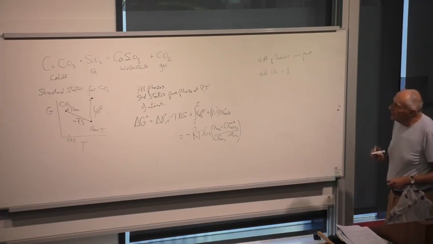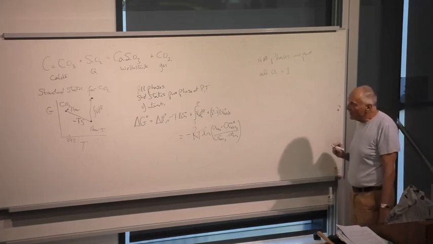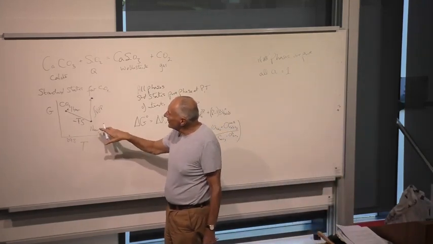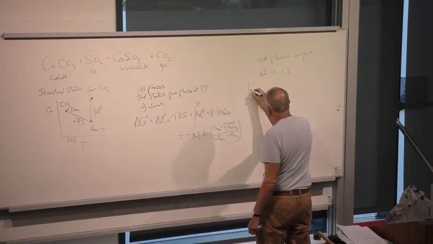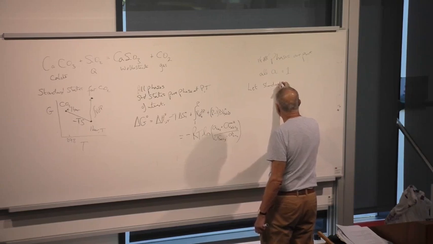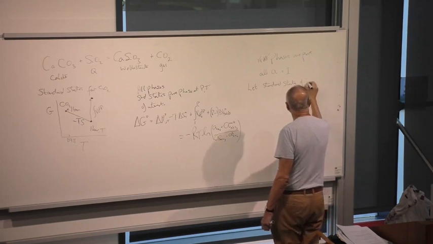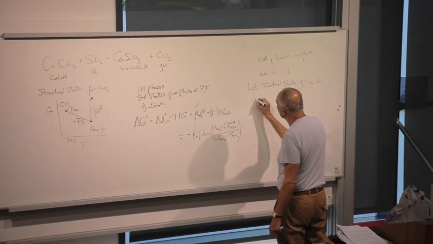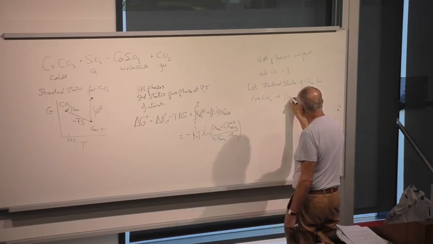Now suppose that instead of standard state at P bars and T, we do that for the solids, but for the gas, we put the standard state here at 1 bar and T. So let's let the standard state of CO2 be pure CO2 at 1 bar and T.